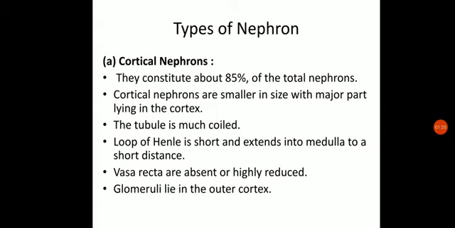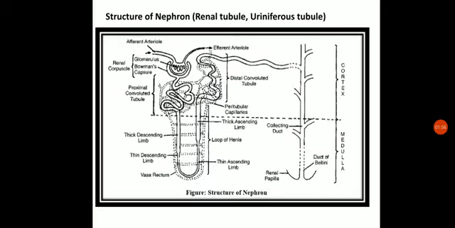So whatever the number of nephrons in the kidney, 85% of them will be cortical nephrons. So let us say in each kidney there will be around 850,000 nephrons. Okay, now the cortical nephrons are comparatively smaller in size.